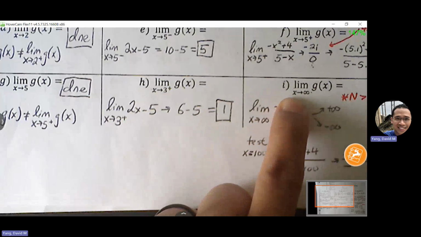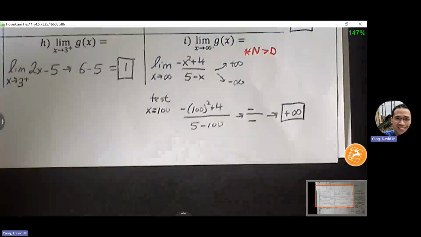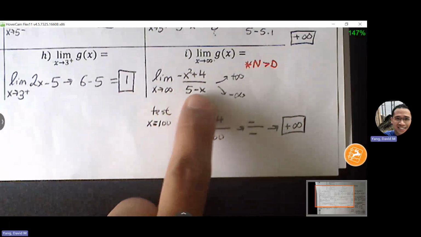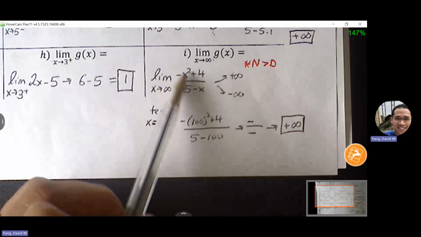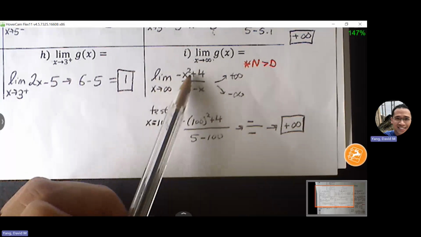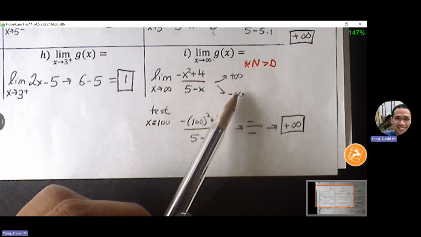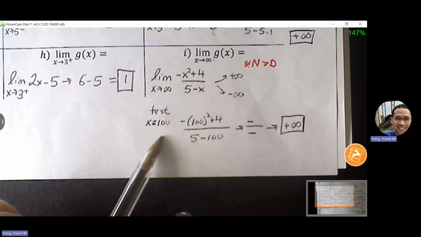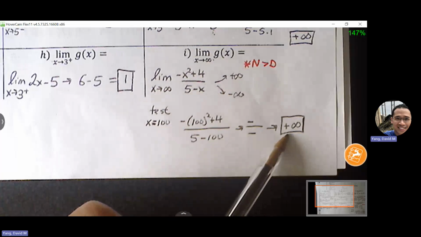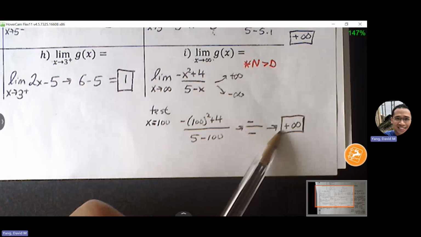And then finally, approaching infinity. Approaching infinity, that is a value that's obviously greater than 5. So we're going to choose that negative x squared plus 4 over 5 minus x. We know that if we're doing infinity, we're comparing degrees. If I compare degrees, my numerator has a higher degree, which means that this is going to grow without bound, either towards positive or negative infinity. So I'm going to choose a large number like 100 to test to see which sign it will be. I'm getting a negative over negative, which is a positive value, which is positive infinity.